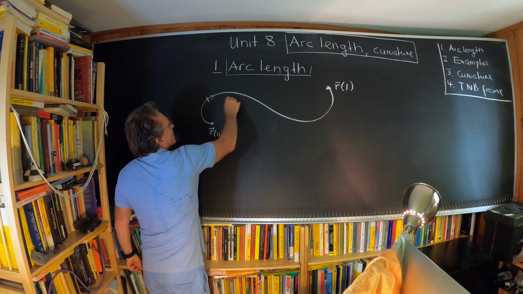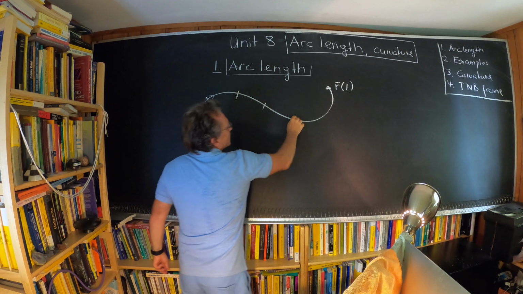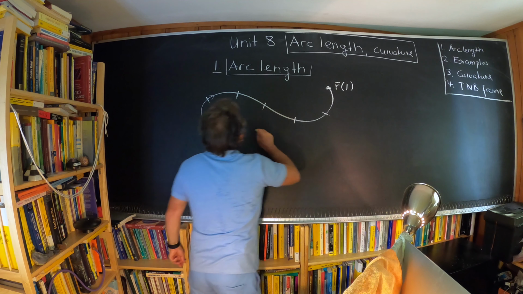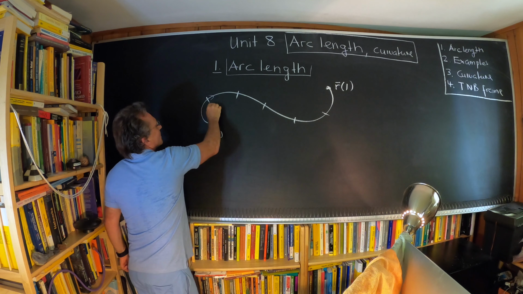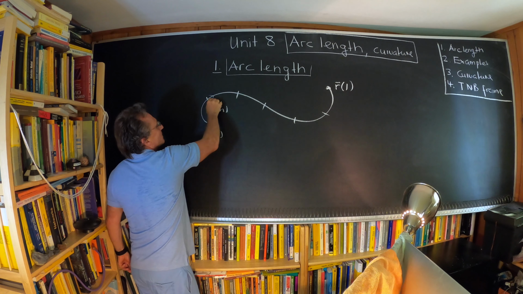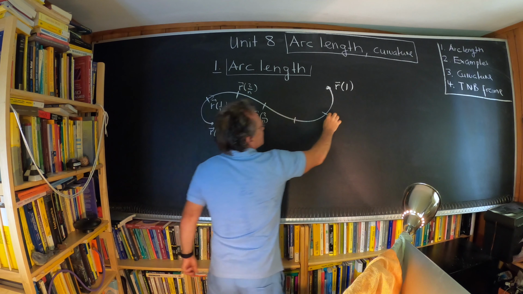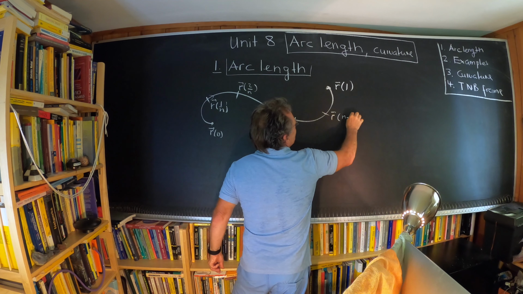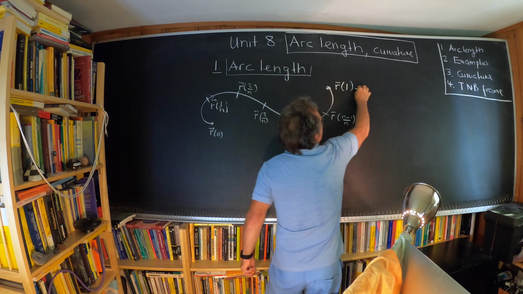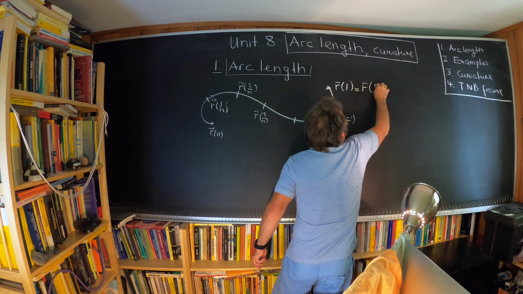So 1, 2, 3, 4, 5, n pieces. So this is r of 1 over n. This is r of 2 over n. This is r of 3 over n. This is r of n minus 1 over n. And this is r of n over n.